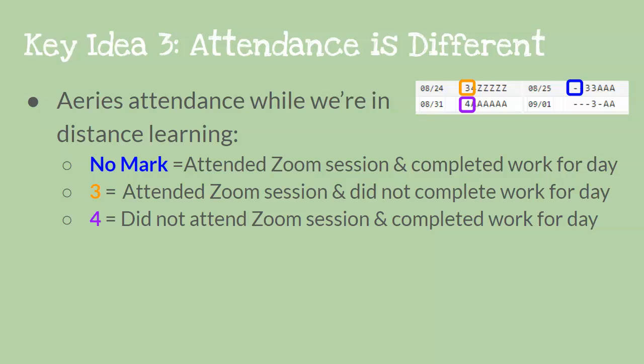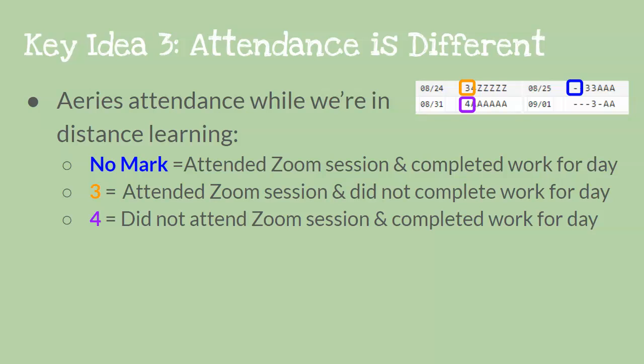A 4 means that a student did not attend Zoom, whether the student had internet issues, perhaps the teacher had a sick day and didn't offer Zoom sessions that day, or they got to the Zoom session late and weren't there long enough for it to count. There's a lot of reasons that a student might not attend a Zoom session, but a 4 means regardless that they didn't go to the Zoom session, they still did their work for the day.